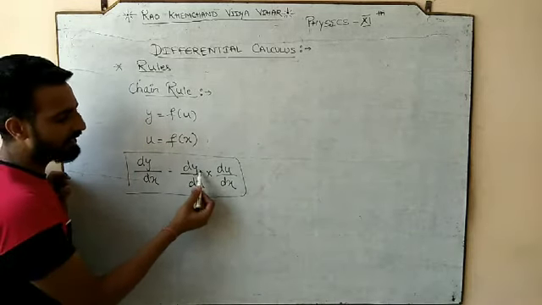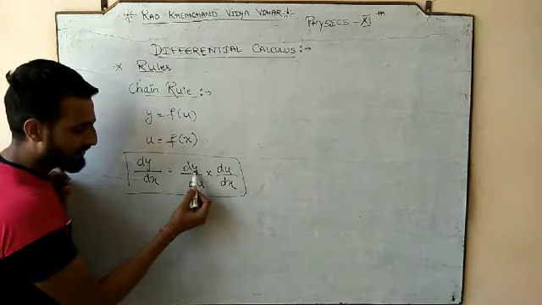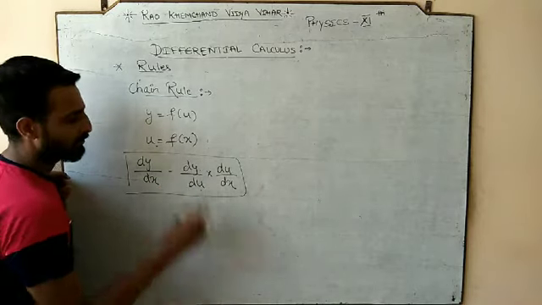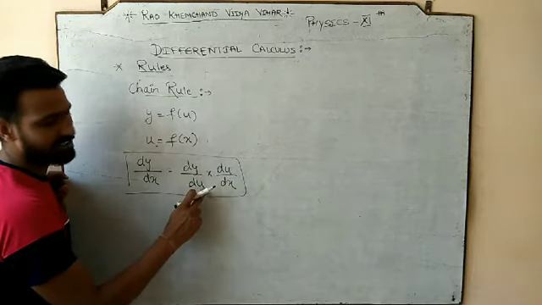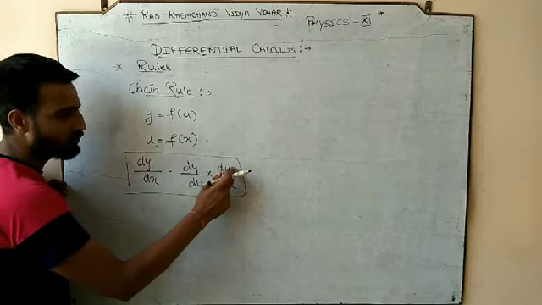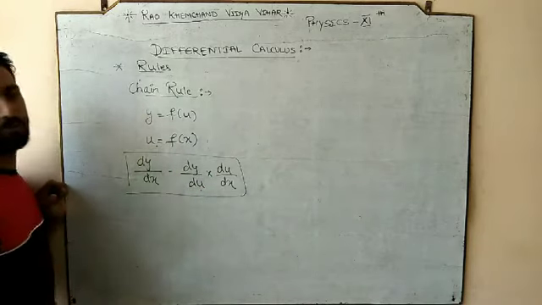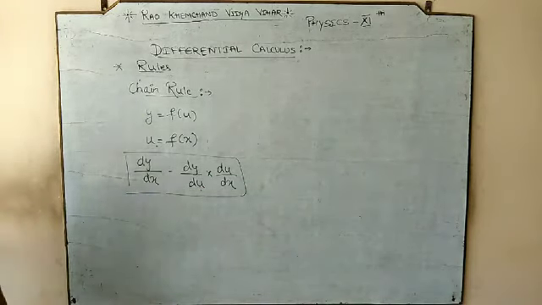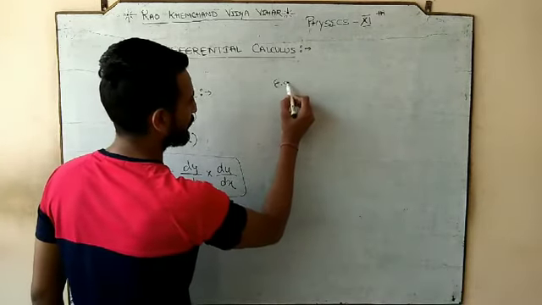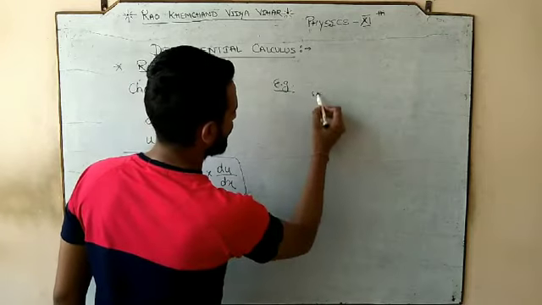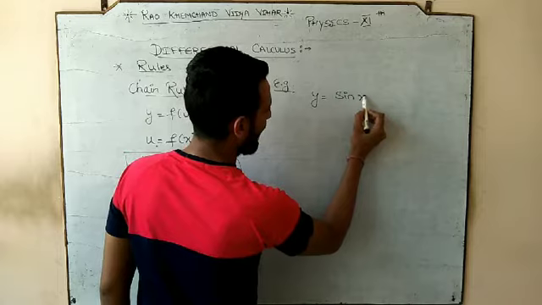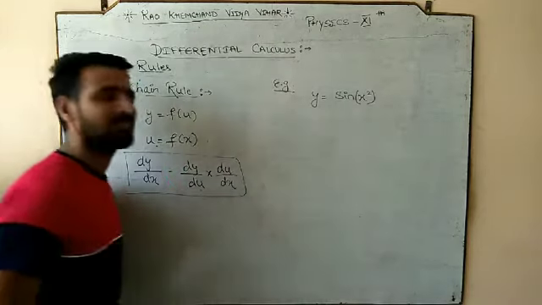So how we can calculate dy by dx if it is related with some other term? Firstly we will calculate dy by du. And after that we will calculate du by dx. So firstly we will calculate differentiation of y with respect to u because y depends upon u. And then we will calculate differentiation of u with respect to x because u depends upon x. For this, let's try to solve an example for this chain rule, let's have y is equal to sine x square.